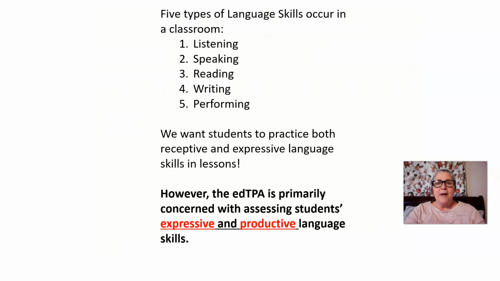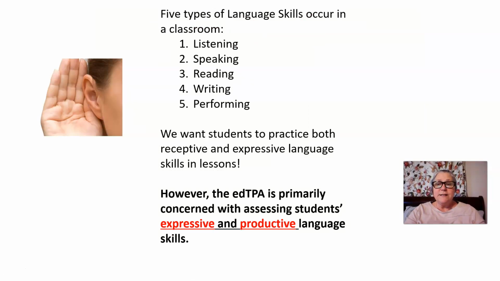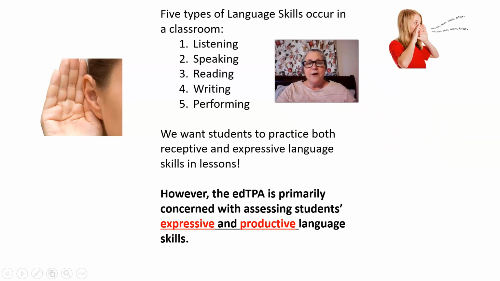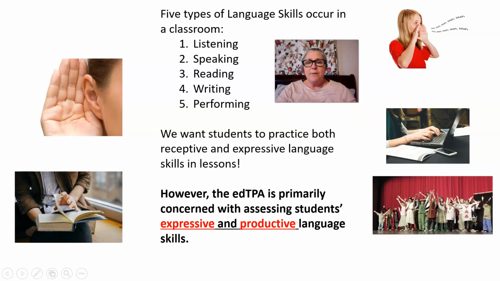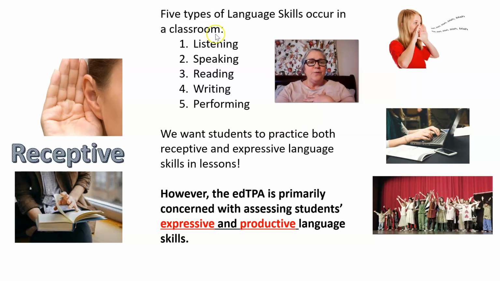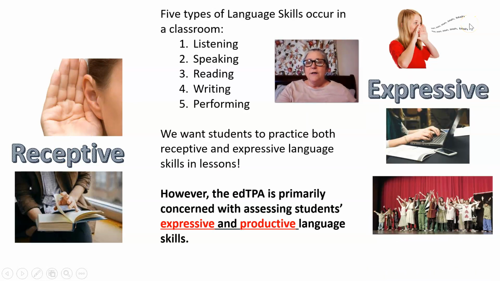There are 5 types of language skills that occur in a classroom. One is listening, one is speaking, we have reading and writing, and we have performing. Listening and speaking, we see how those are related. One is coming in and one is going out. Reading and writing, input, output. And so these skills here are receptive. Listening and reading are receptive, whereas speaking, writing, and performing are expressive.